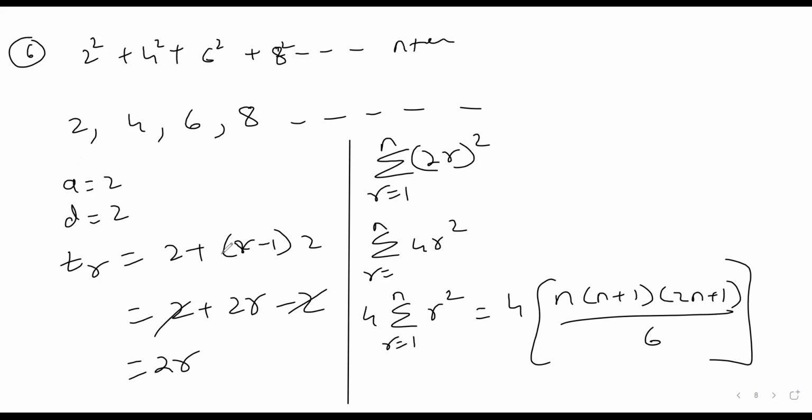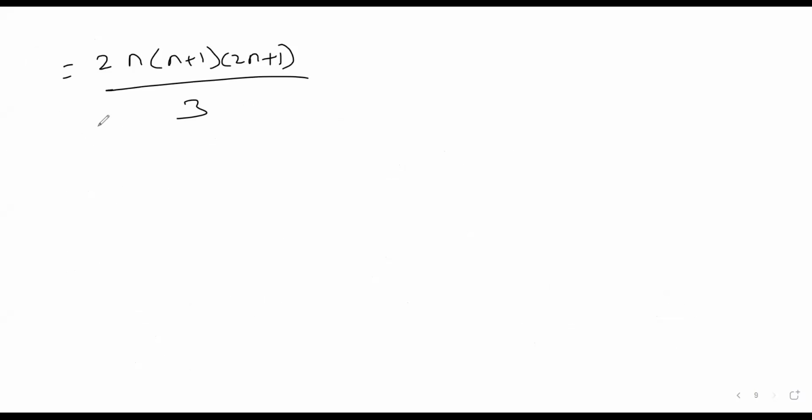That's a square, right, yes R. So the 2R that came, we put 2R square in it. If R is 1 then this is 2 square, if R is 2 then 4 square, and so on. Now this can be written as 2 by 3 n(n plus 1)(2n plus 1). So this is the final answer.